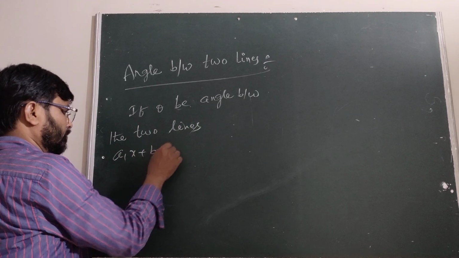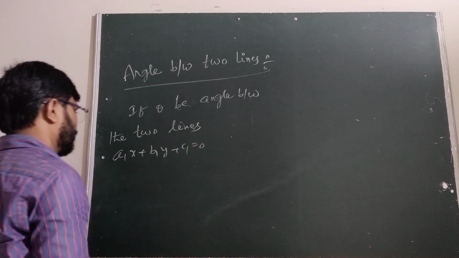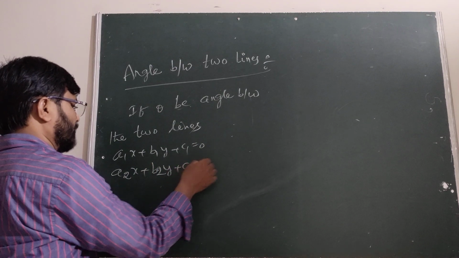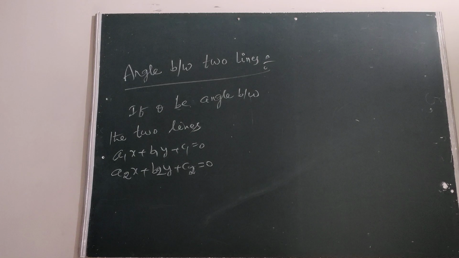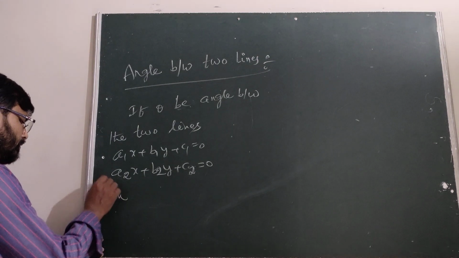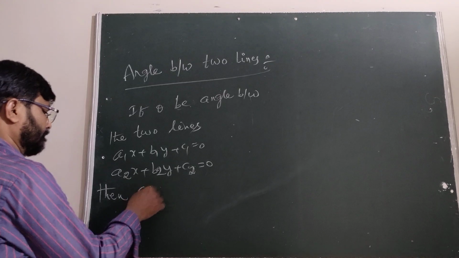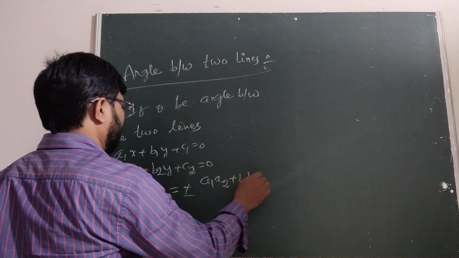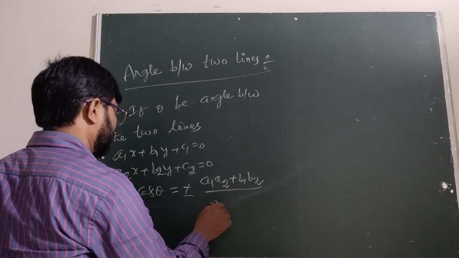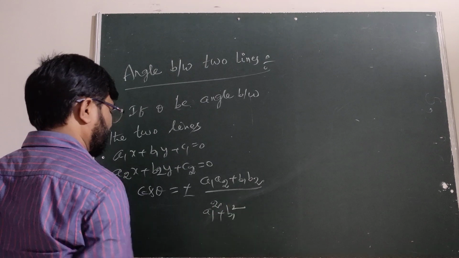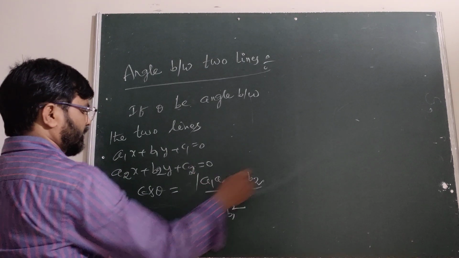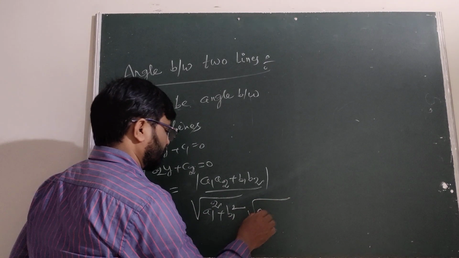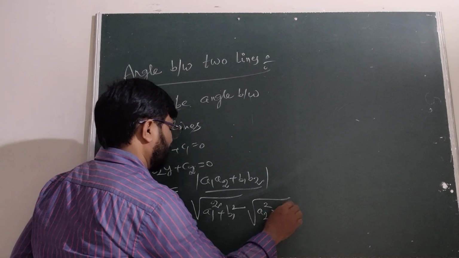a1x plus b1y plus c1 equal to 0 and a2x plus b2y plus c2 equal to 0, then cos theta equal to plus or minus (a1 a2 plus b1 b2) by root of a1 square plus b1 square, for the acute angle, that means modulus, or plus or minus, under root of a1 square plus b1 square into root of a2 square plus b2 square.